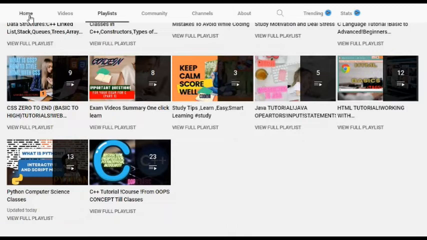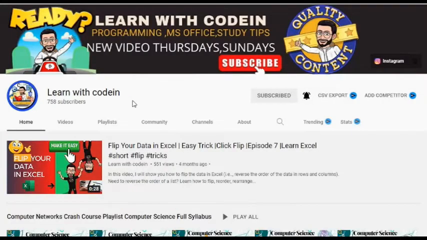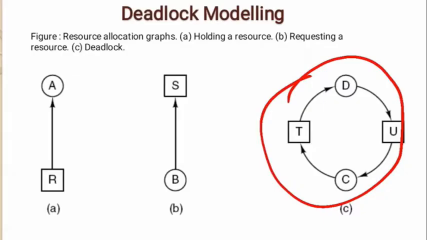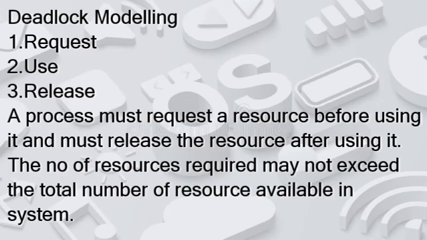So let's get started with the video without wasting any time and understand what deadlock is. As I previously told, deadlock is a situation in which two computer programs sharing the same resource are effectively preventing each other from accessing the resource. This results in both programs ceasing to function. That is basically called a deadlock. We have deadlock modeling, which requires request, use and release. Request and release are called system calls.